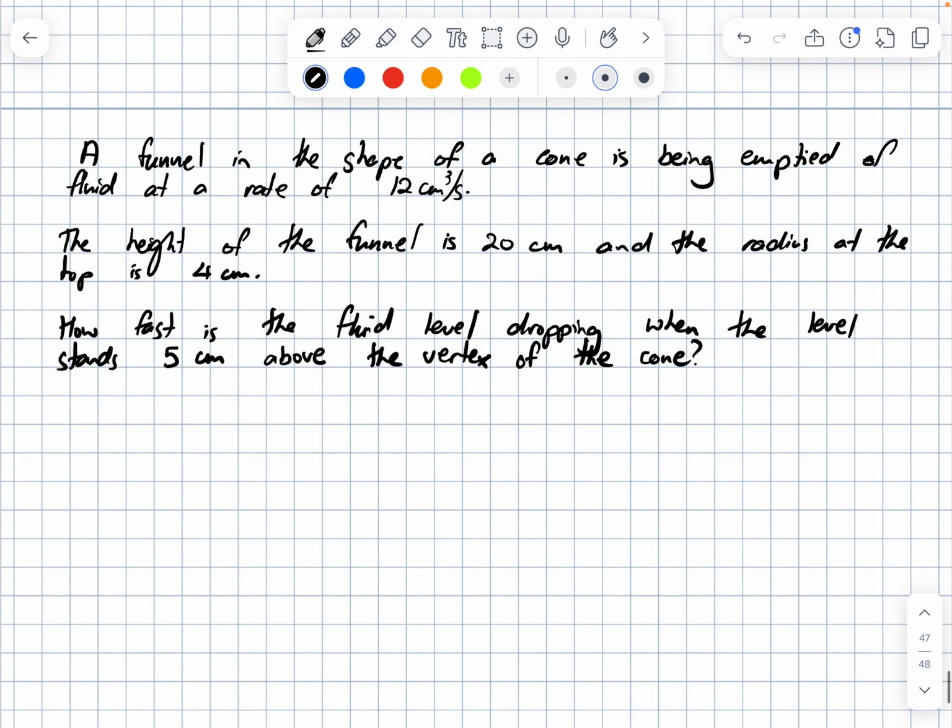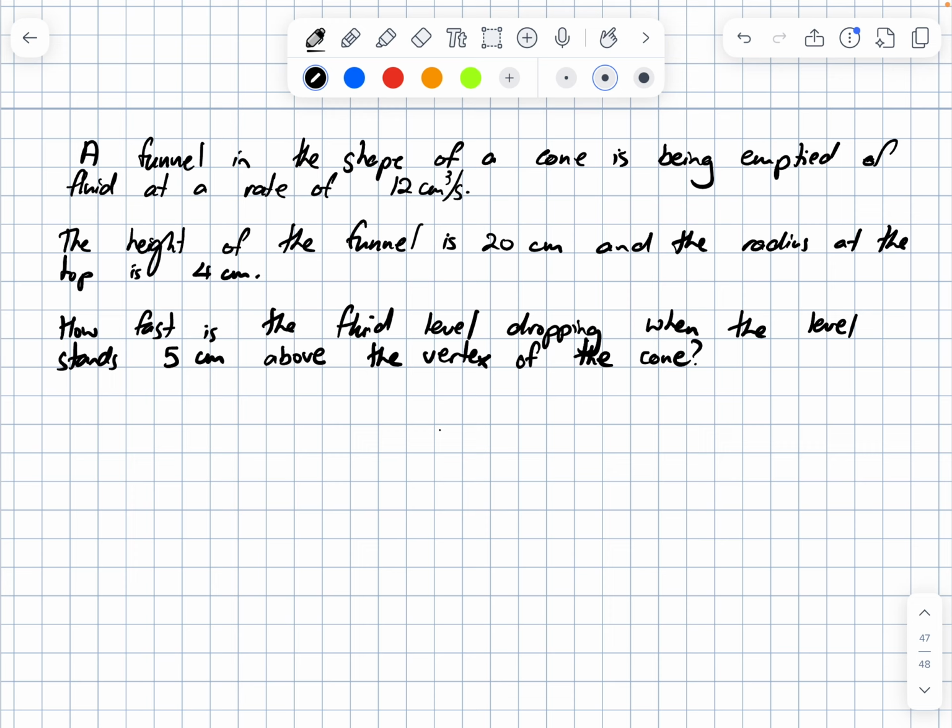Finally, a funnel in the shape of a cone has been emptied of fluid at a rate of 12 centimeters cubed per second. The height of the funnel is 20 centimeters and the radius at the top is 4. How fast is the fluid level dropping when the level stands 5 centimeters above the vertex of the cone?